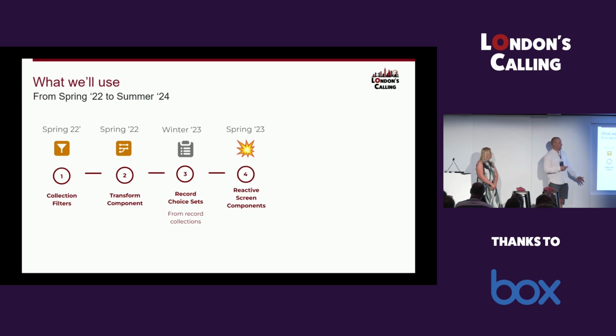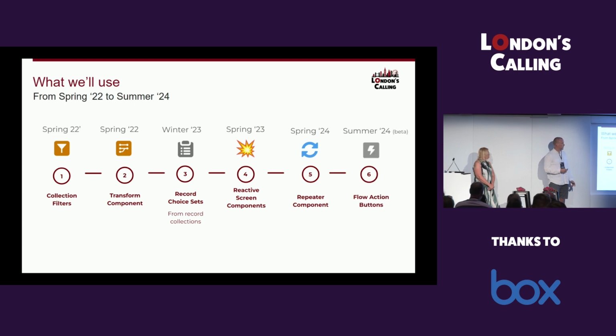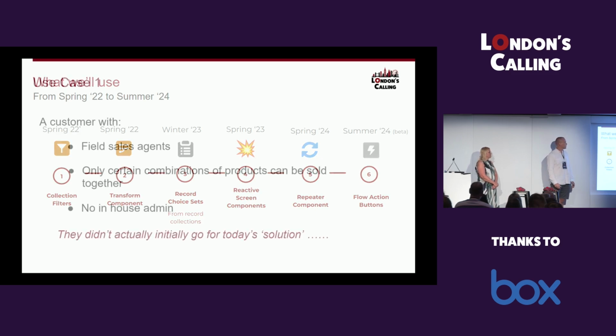And then we're getting to the really new stuff, the reactive screen components. That was one we really liked when it came out. You see values of fields changing as you change other field values on your flow screen, and that looked really smart. The repeater component, which is where you can be asking the user the same question over and over again, and they can be adding submissions. And then flow action buttons, which is another one we really liked. You'll see how we come to those at the end, and how they can really change the experience of your screen flows.